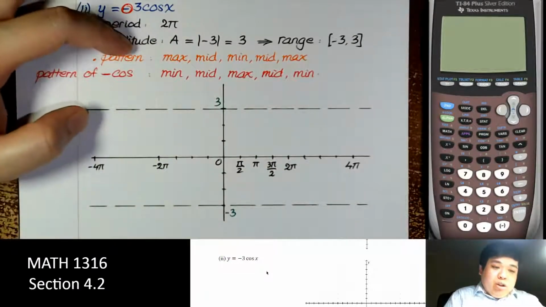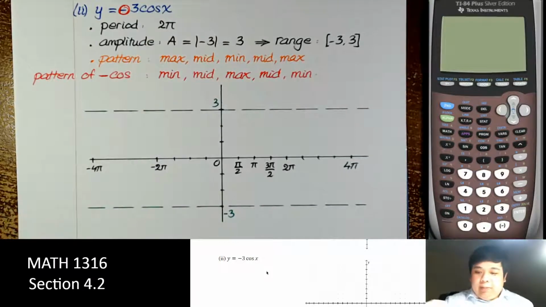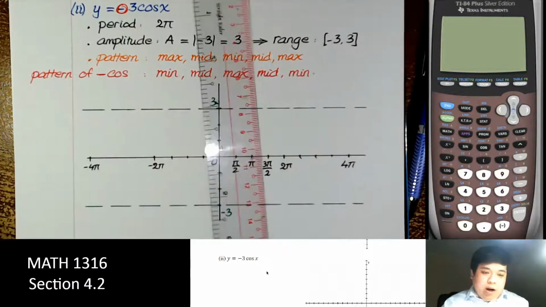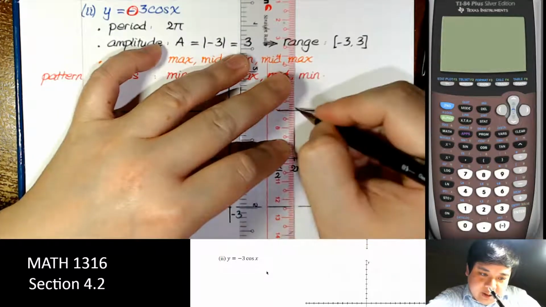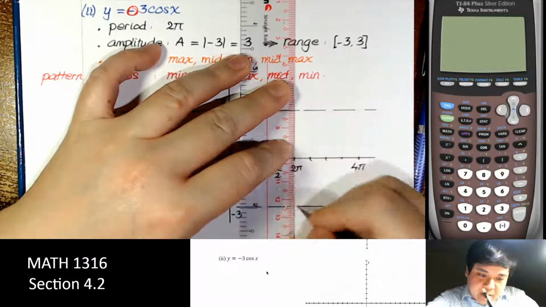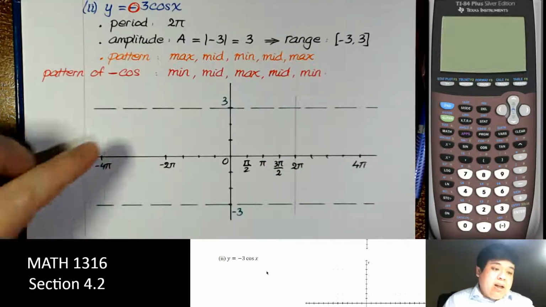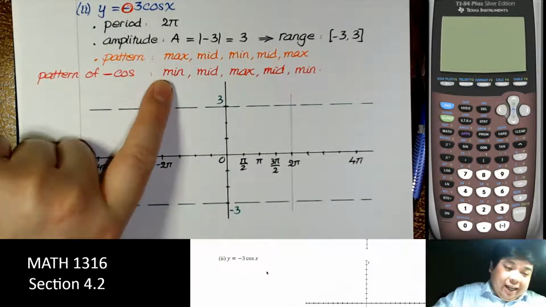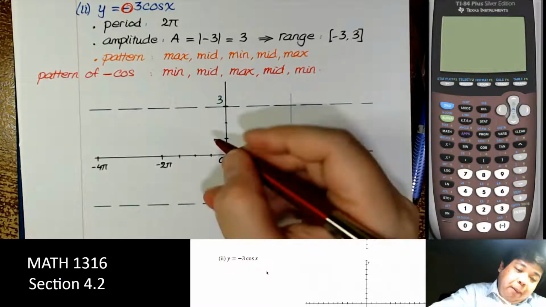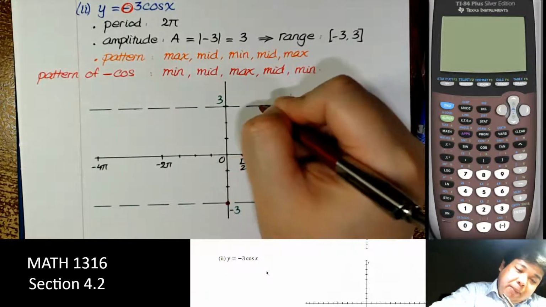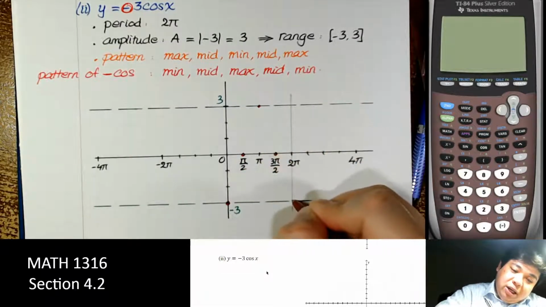Yeah, amplitude is 3 up, 3 down from the middle line. Right. Now focus on one period. 0 to 2 pi. The pattern of negative cosine is the minimum, middle, maximum, middle, back to minimum.